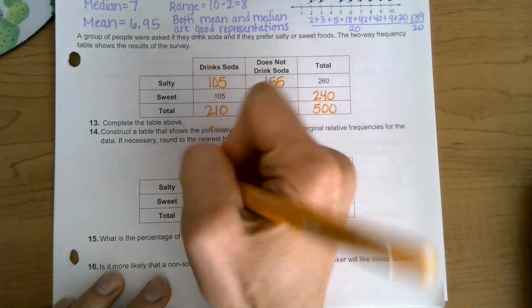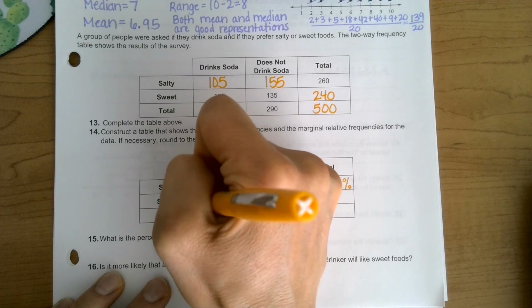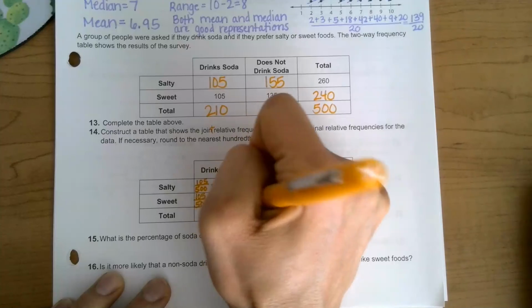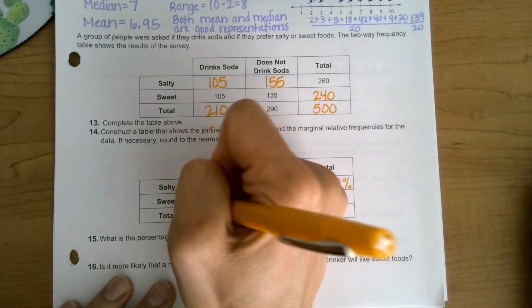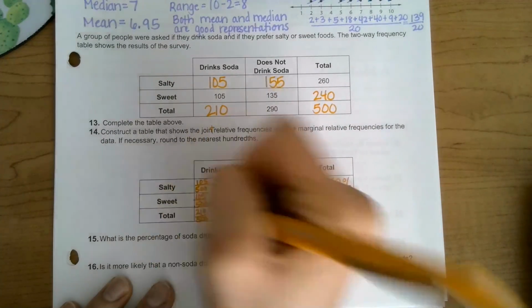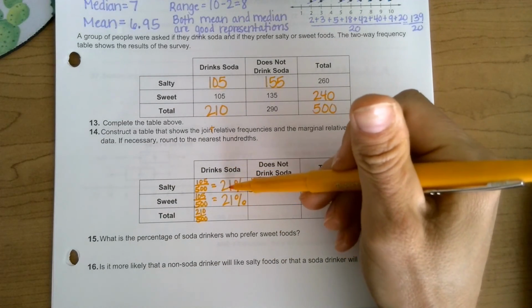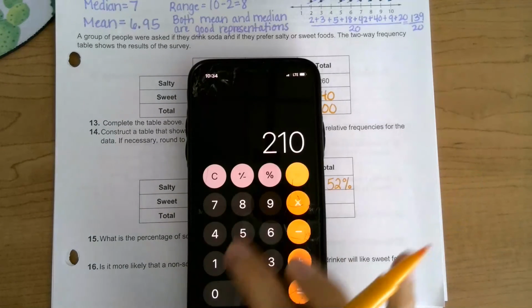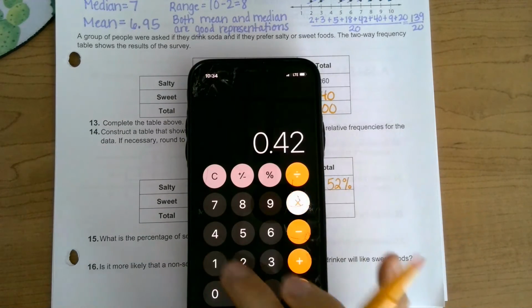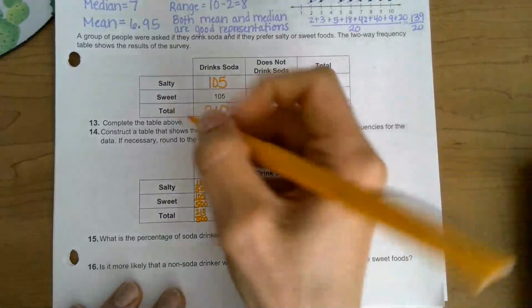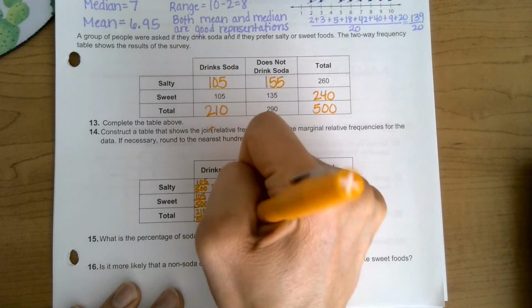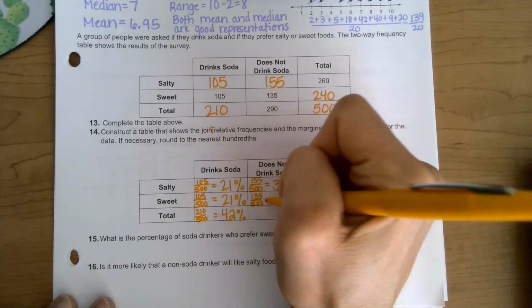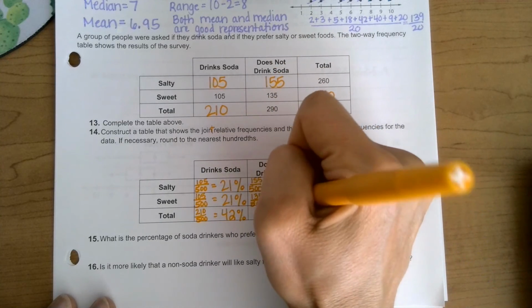All right, sweet that drinks soda was 105 divided by 500. I already found that with the salty foods. That one was 21% also. The total is 210 divided by 500. And remember, these totals of drink soda, that's 21 plus 21. That should be 42%, but I'm just going to double check. 210 divided by 500, 42%. So that works there. Then we have 135 divided by 500. It's going to give you 27%.